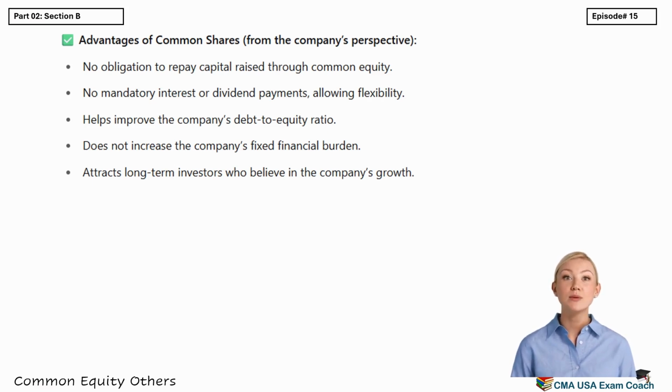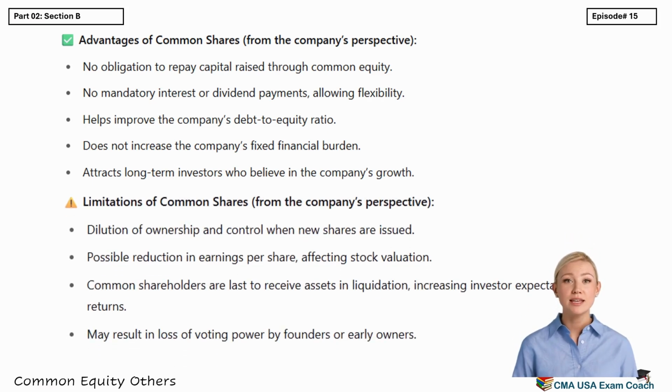However, issuing common shares also has some limitations. First, by selling shares, the company is diluting its ownership. That means the original owners, or existing shareholders, now own a smaller percentage of the business. This can reduce their control over decision-making. Second, issuing new shares can reduce earnings per share, which may negatively impact the stock price and investor perception. And finally, as common shareholders are last in line during liquidation, raising capital through equity can sometimes be more expensive than debt, because investors expect higher returns to compensate for the higher risk.